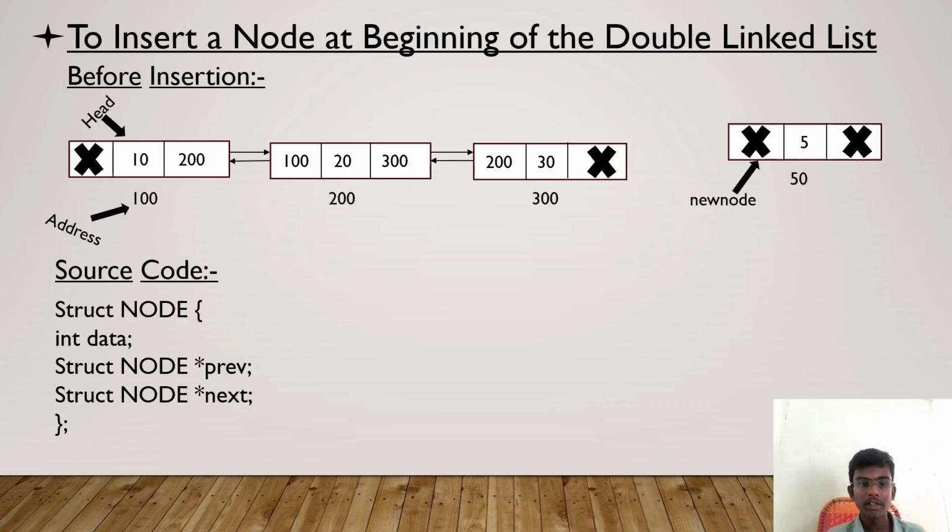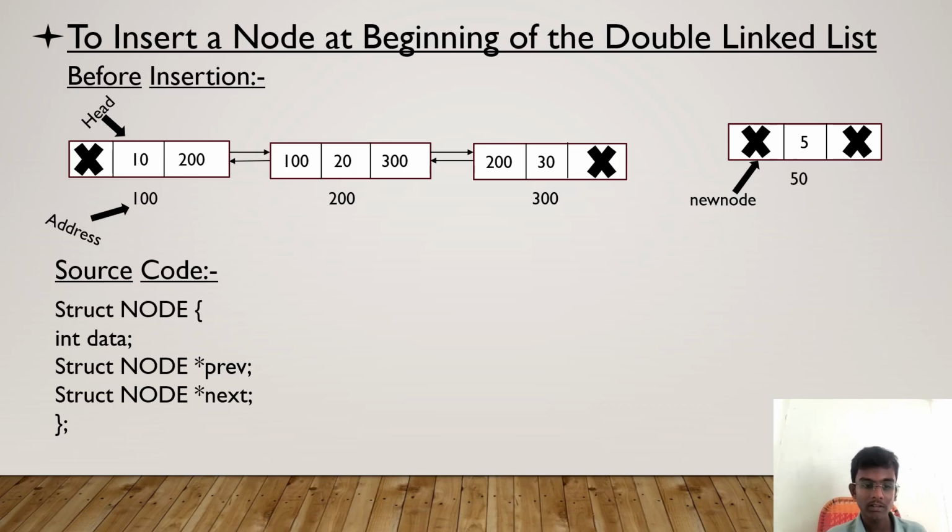Source code to insert a node at the beginning of the double linked list. Before insertion, I am taking three nodes. After insertion, the new node is inserted right before the head. Let us consider head is the first node of the linked list.